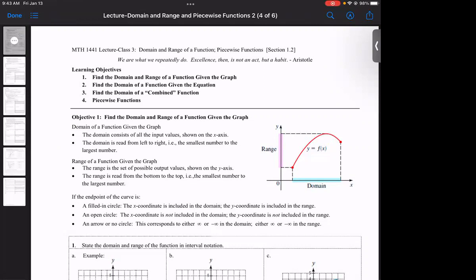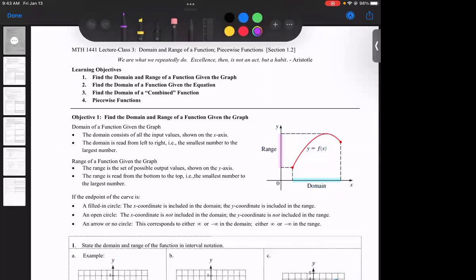So the domain of a function consists of all of the x values, yes? Yeah, on your x-axis, it consists of all the x values. If you want to compute the domain, you're going to start counting from left to right, always from smallest to largest.